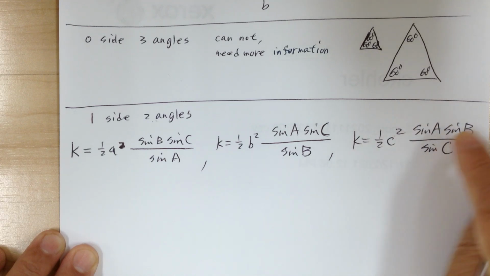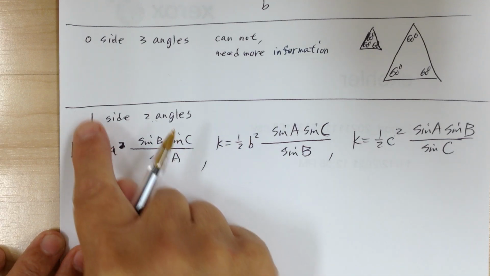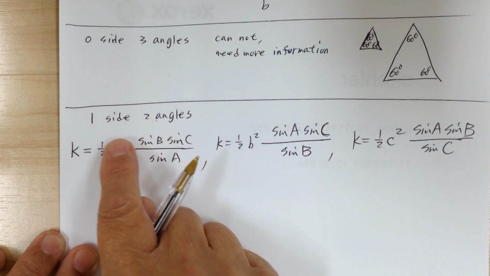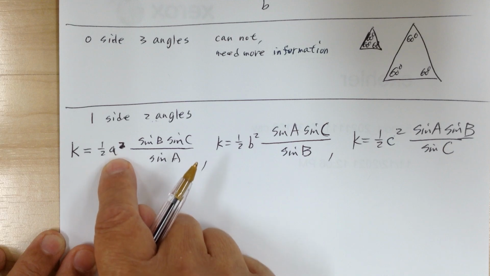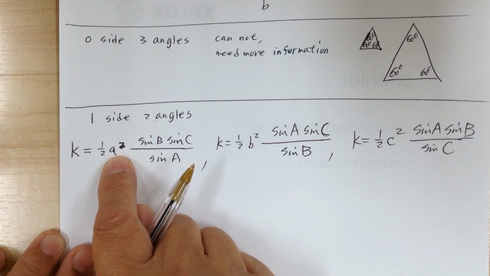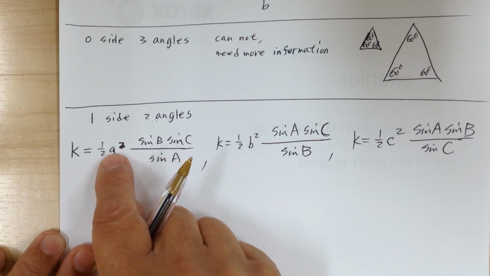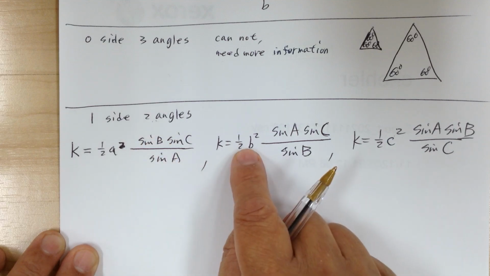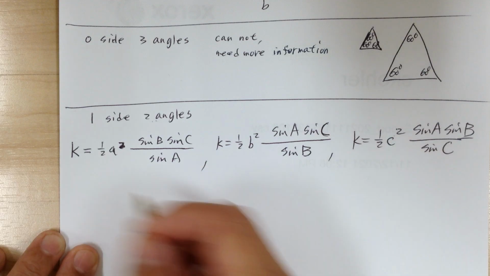So you can see the pattern: A, B, C. The side that's given is the one over here, so it depends on which side is given. The side given is the small letter, and from there you can figure out what goes over here. Again, if a is given, then sine A goes on the bottom, and the other two go on the top. If b is given, then angle B goes on the bottom, the other two angles go on the top, and so forth.